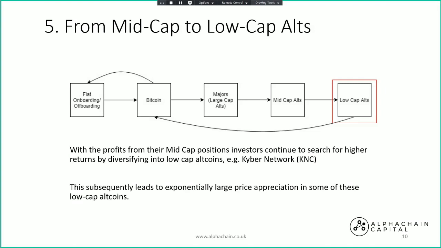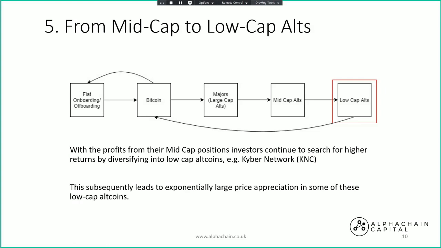And finally, from mid-caps to low-cap altcoins. So profits from the mid-cap tokens are then finally rolled into the low-caps at the end of the flow of funds cycle. This is the highest risk market segment of them all. Examples include Kyber Network, Theta, Steem, among some others.